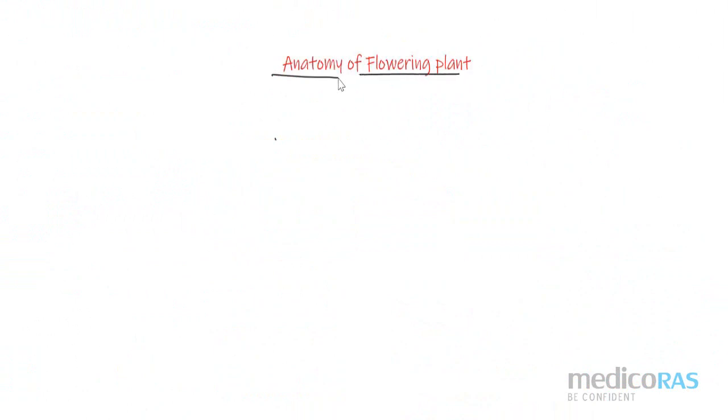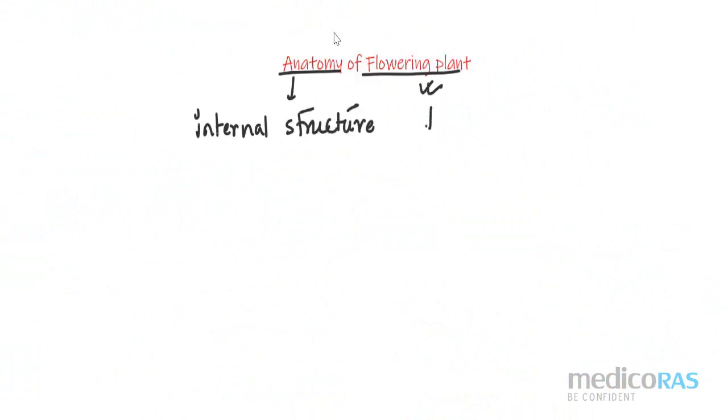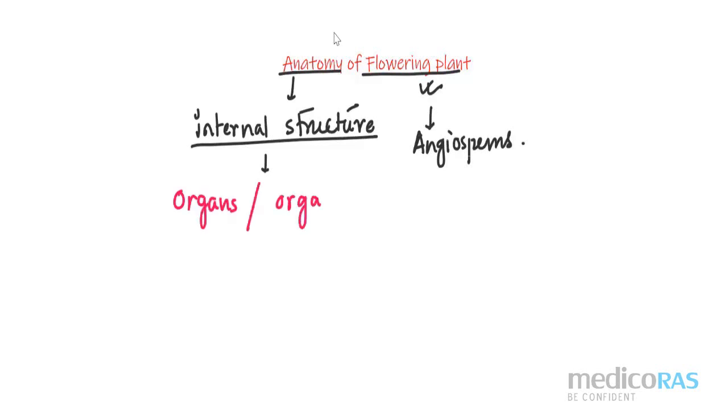Today we are going to discuss the anatomy of flowering plants in one go. Anatomy means the internal structure of any living organism. As we are discussing flowering plants, that means we are discussing the angiosperms. Now for the internal structure we must know their organs or organ systems.